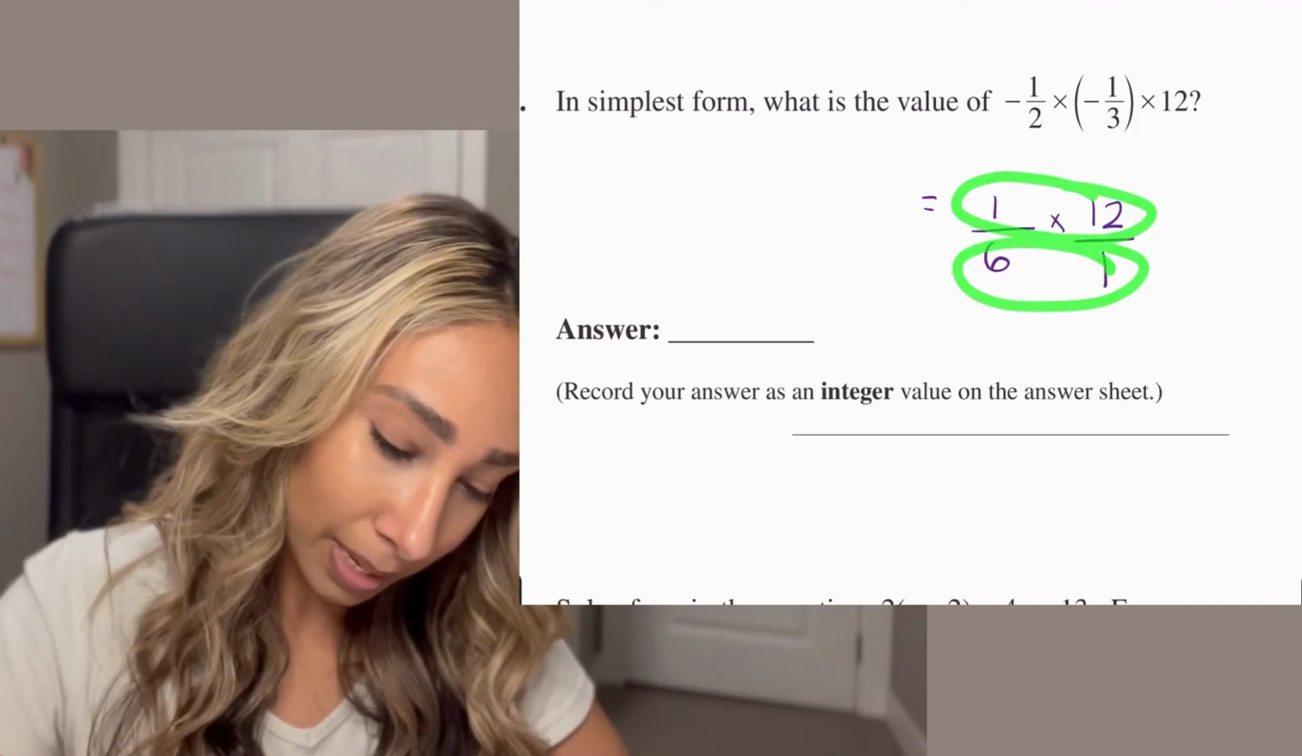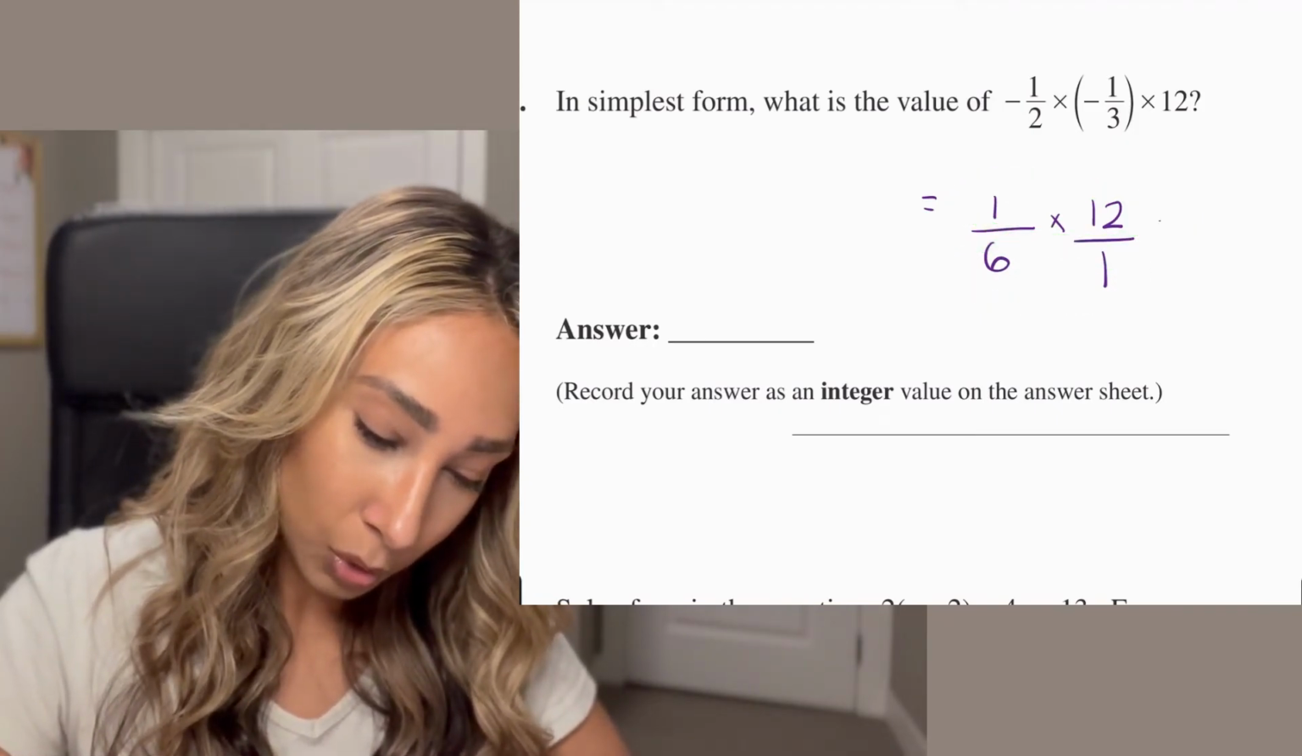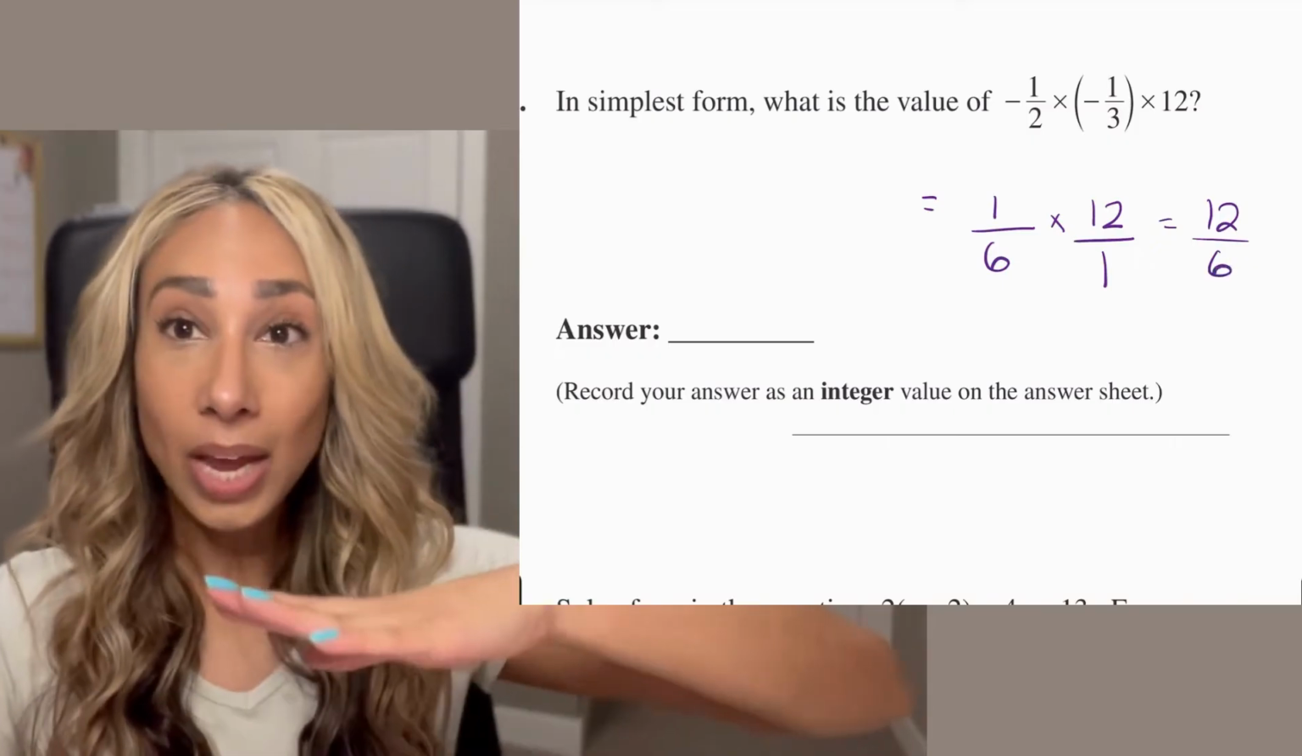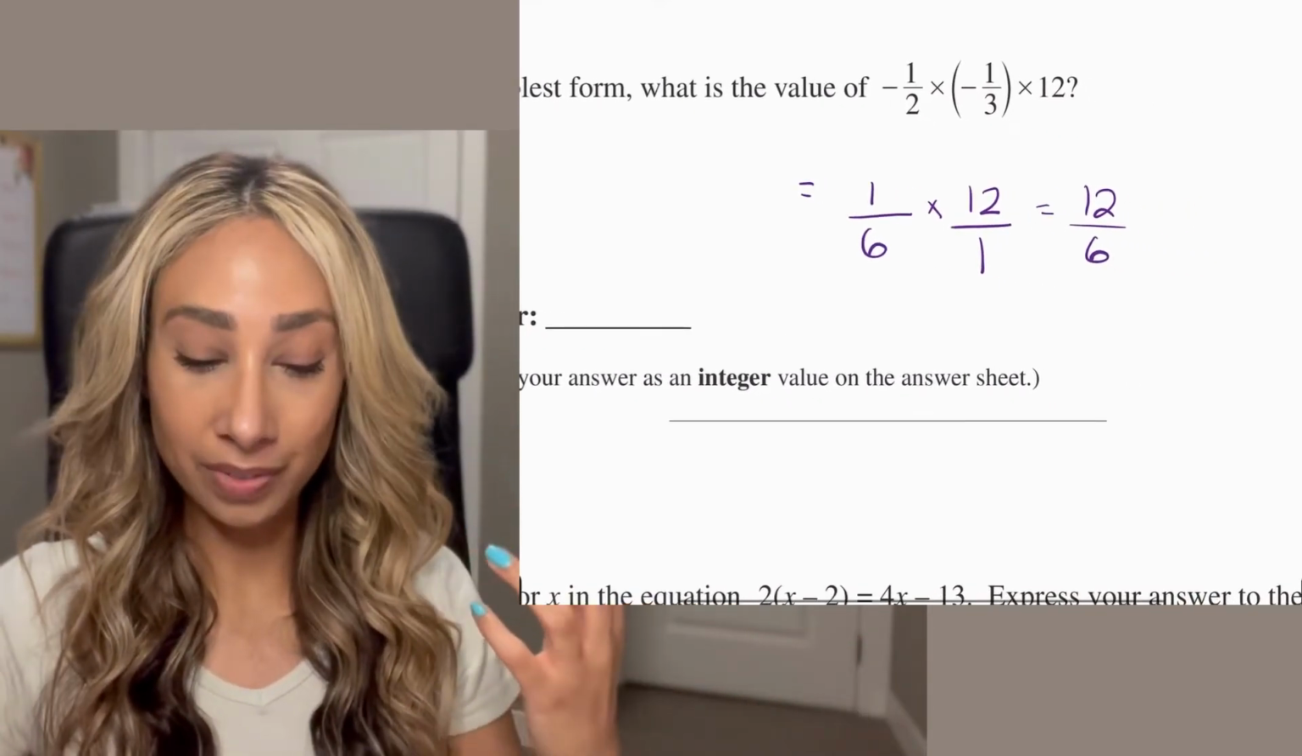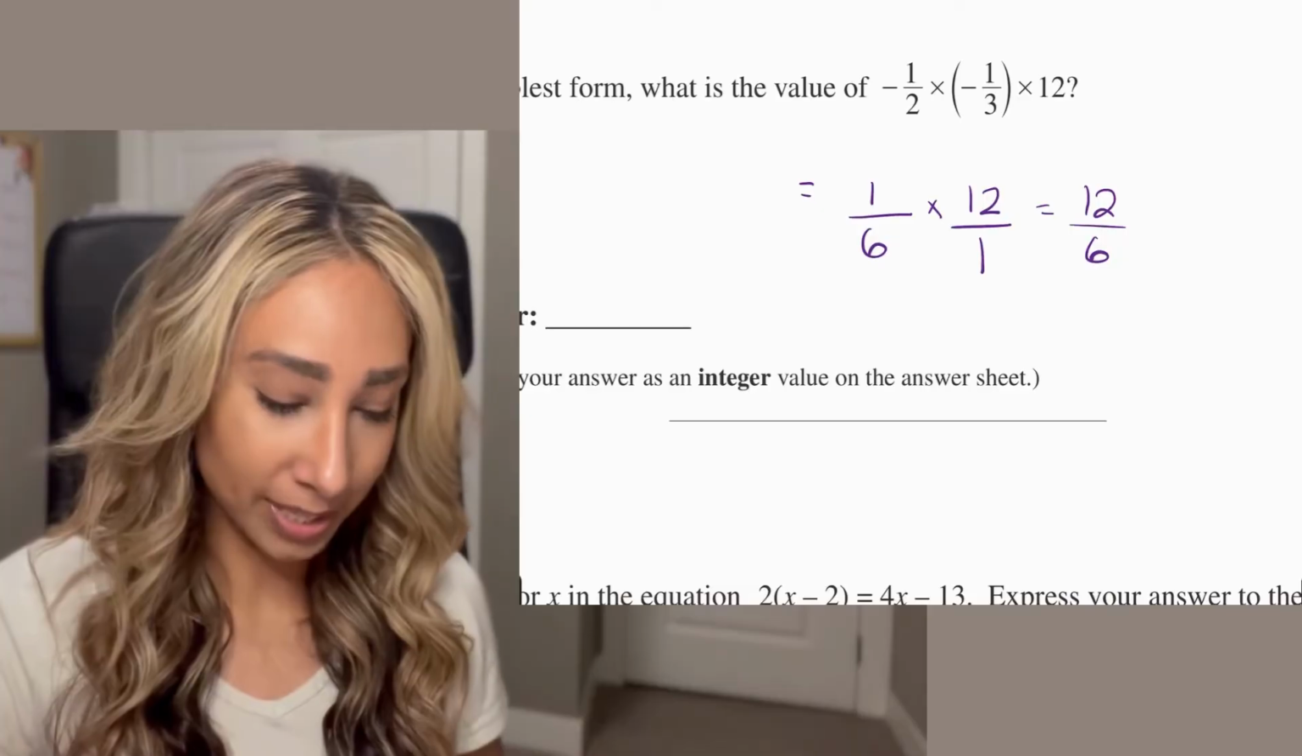So that's going to give me 12 over 6. Again, we've got that fraction bar, so we want our brain to go to division. 12 divided by 6, well, that's just going to give us 2.